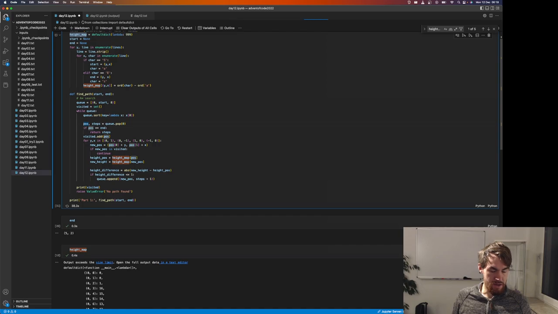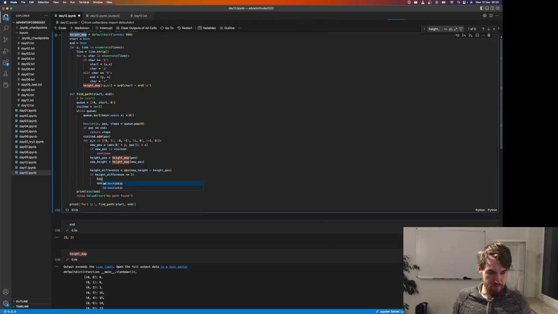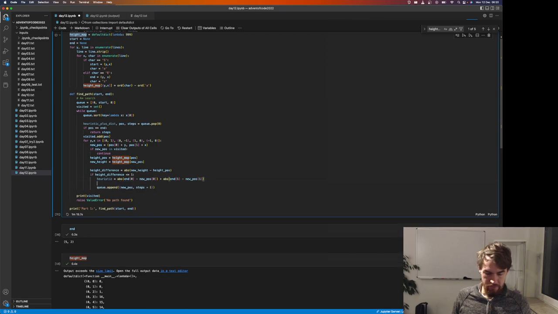So then we got like heuristic, but we're not really using it. So it's heuristic plus distance. Then heuristic is, yeah, I guess we can use Manhattan distance, and minus the new plus y plus 1 minus new plus 1. q dot append heuristic plus steps.